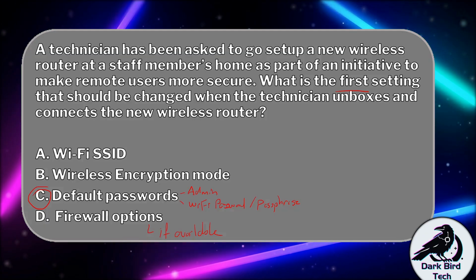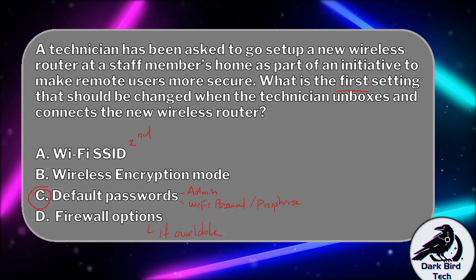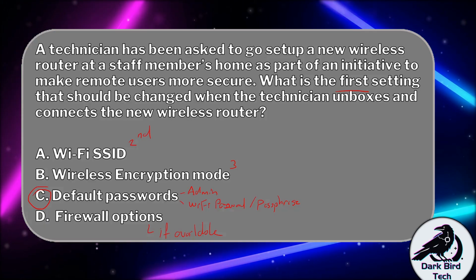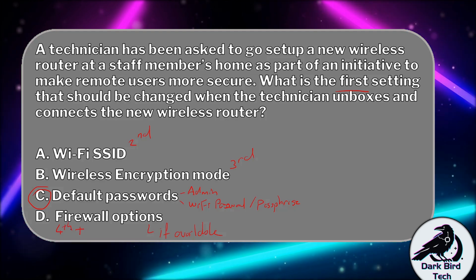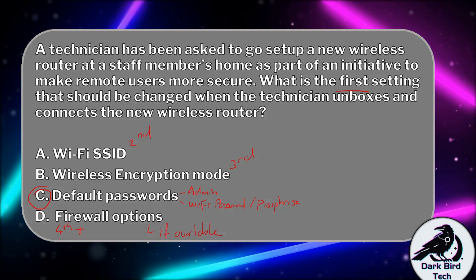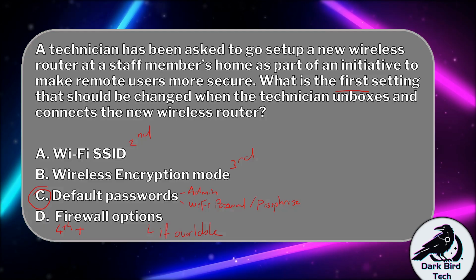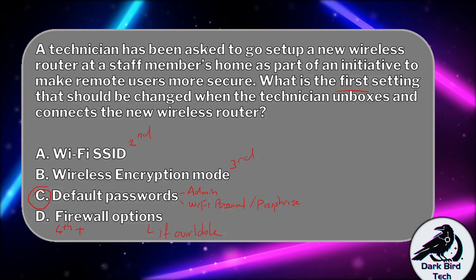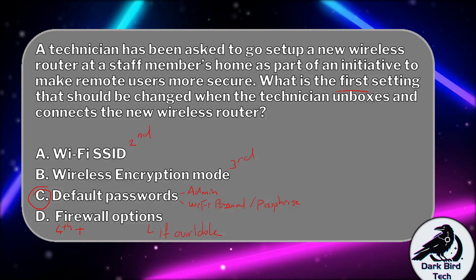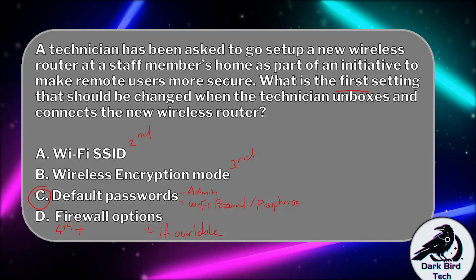Then I would probably go to changing the SSID as my second thing to do. Reviewing and altering the encryption mode as my third thing. And maybe reviewing the firewall options as my fourth or later thing. So the best first step here is to change the default passwords ASAP. And that minimizes the period of time that this network could be attacked. But ultimately, all of these things should definitely be reviewed and adjusted accordingly.